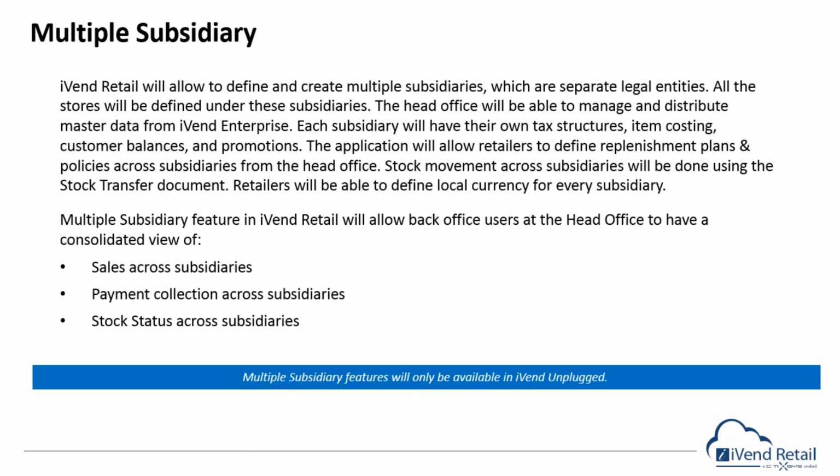So it will be something like this: you'll have an enterprise on the top, then you'll have a subsidiary, and within the subsidiary you'll have different stores. All right. And going forward, you can have the transactions within the subsidiaries.